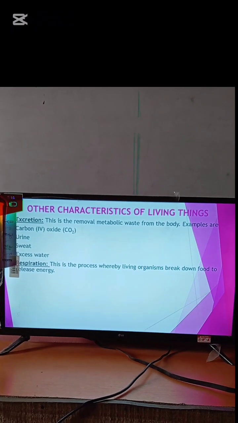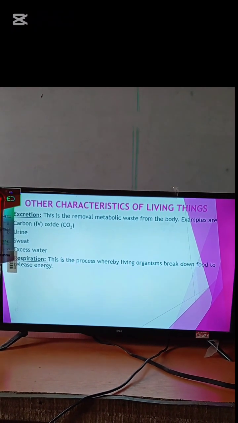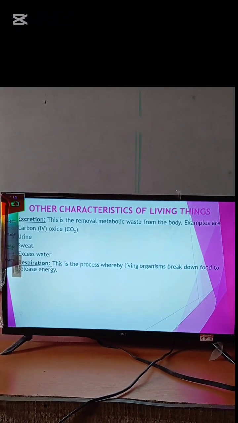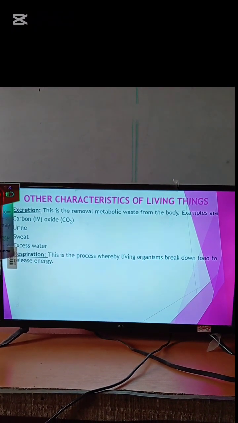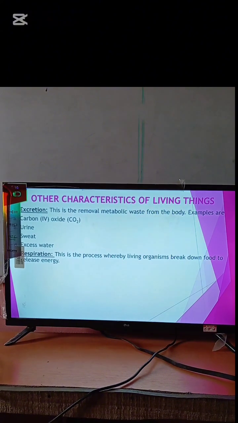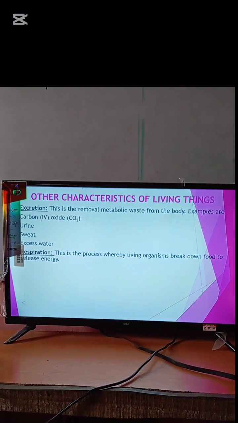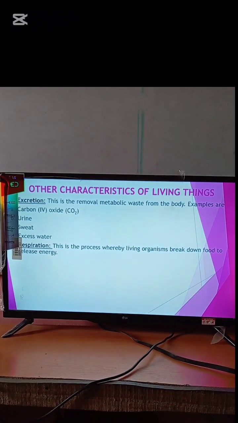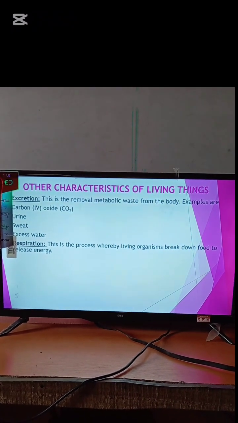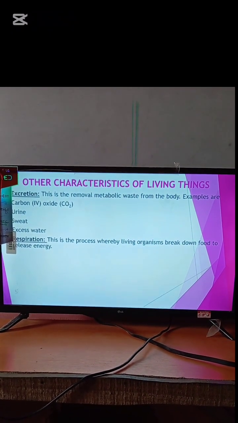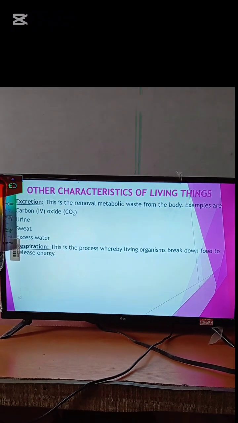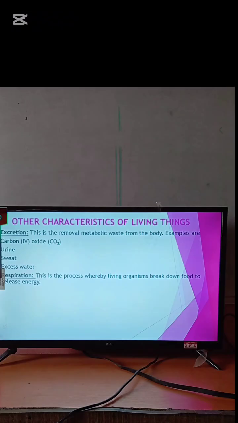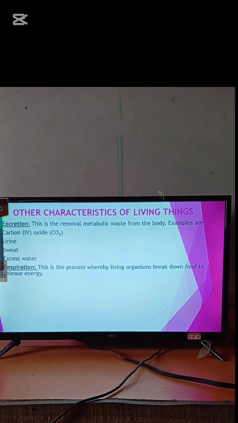Then respiration. This is the process by which living organisms break down food to release energy. When our body has taken in food, which is nutrition, and has broken down that food to give the body fuel called energy, or glucose, that is called respiration. So the process by which our body harvests energy is called respiration.